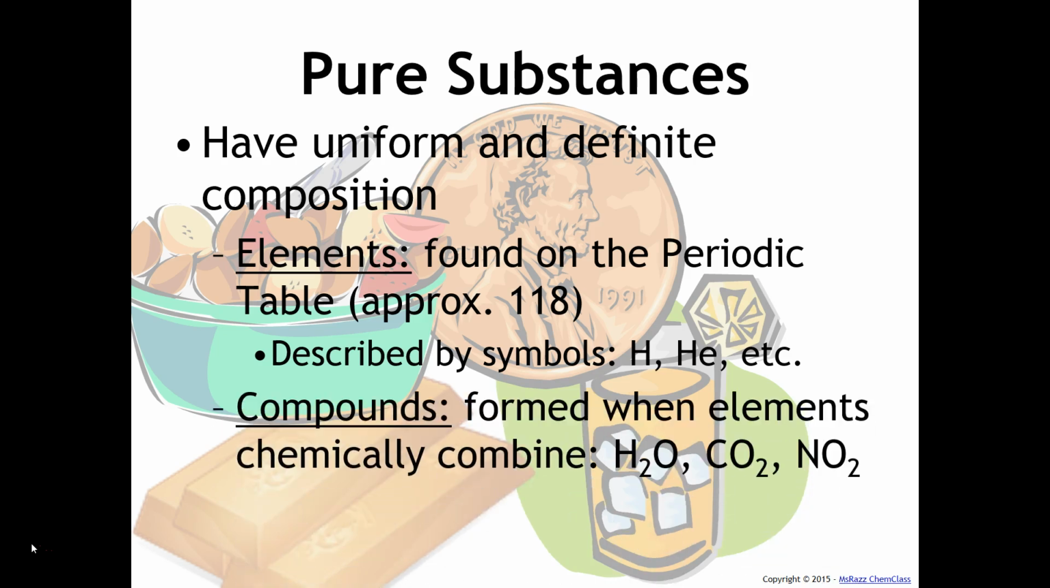Compounds are formed when elements chemically combine. So for example, when you have H2O for water, CO2 for carbon dioxide, and NO2 for nitrogen dioxide. Both of these, both elements and compounds, are examples of pure substances because within a particular sample, all the things that make up that sample are the same. So for example, in a sample of water, you will always have 2 hydrogen bonded to 1 oxygen.